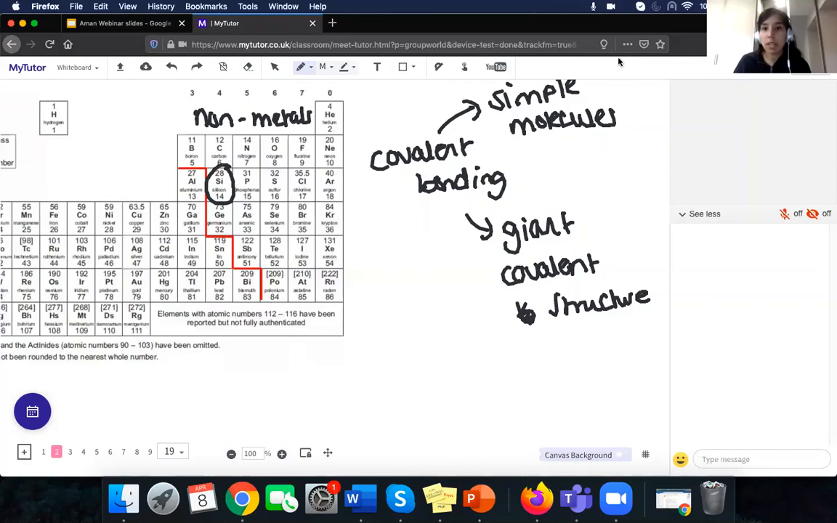That means that in its first shell, there are 2 electrons. In the second shell, there are 8 electrons, so 2 plus 8 is 10, and that means there are 4 electrons in its third and outer shell.